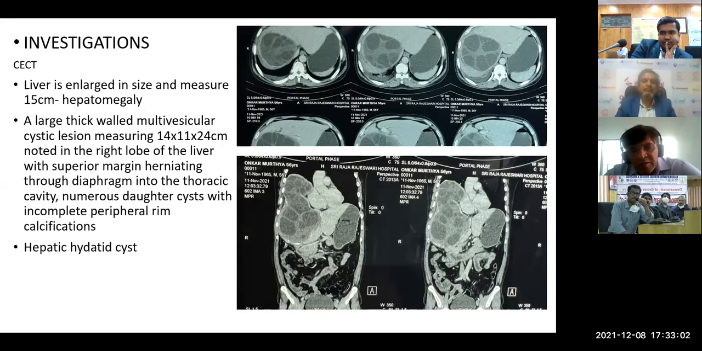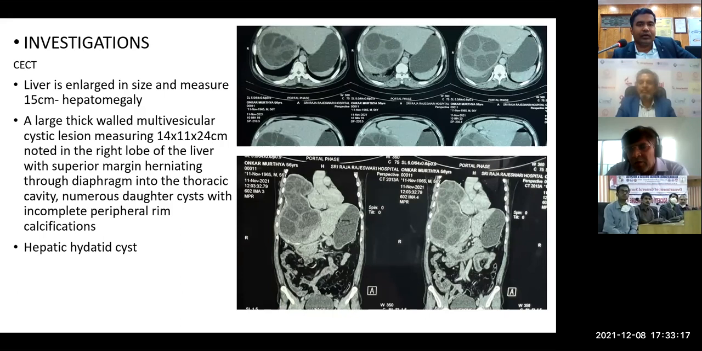Okay. You see some effusion on the right side? Yes, sir. There was mild pleural effusion also. Okay. So I think the diagnosis is fairly clear. There is not much ambiguity. Now, given this situation, the patient is in continuous pain and is having fever. How will you treat this patient?